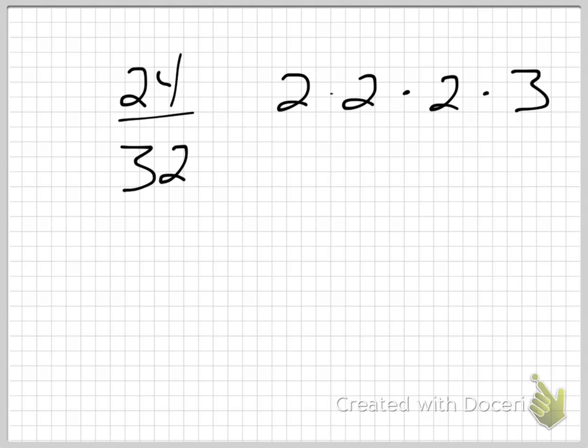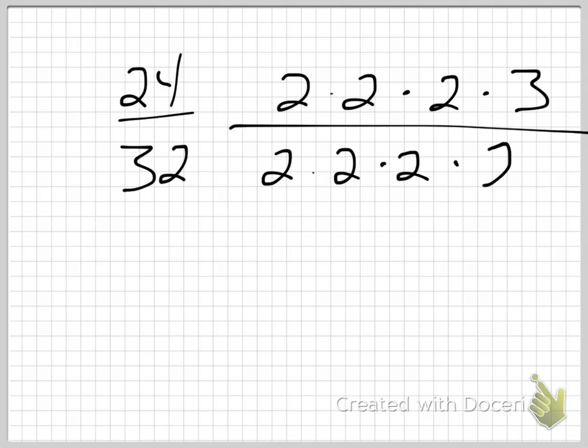Ellie, is the prime factorization of 24, 2 times 2 times 2 times 3? Is it? Okay, you're right. What is the prime factorization of 32? Is it 2 times 2 times 2 times 2 times 2? See if that's true. Yeah. Is it? Yes. What is 2 times 2 times 2 times 2 times 2?